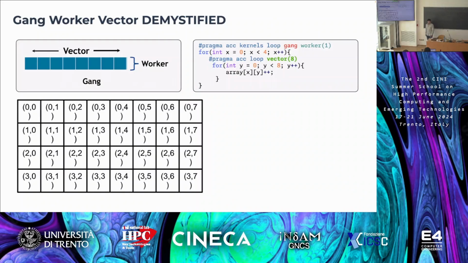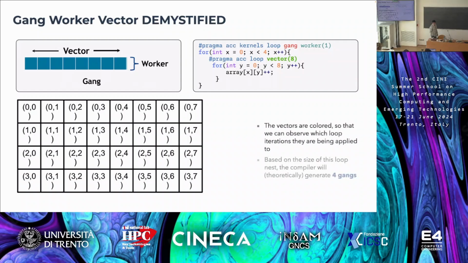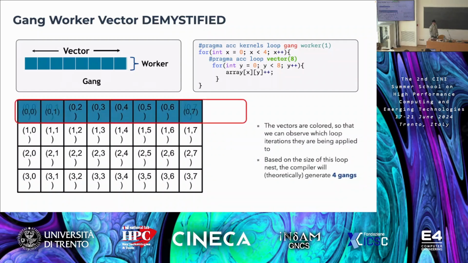So it's an illustration, look at this. Launch a gang that has only one worker. What you have is basically what the compiler will do. It will launch 4 workers and 4 gangs, and it will vectorize with a length of 8. Okay. Now what happens?